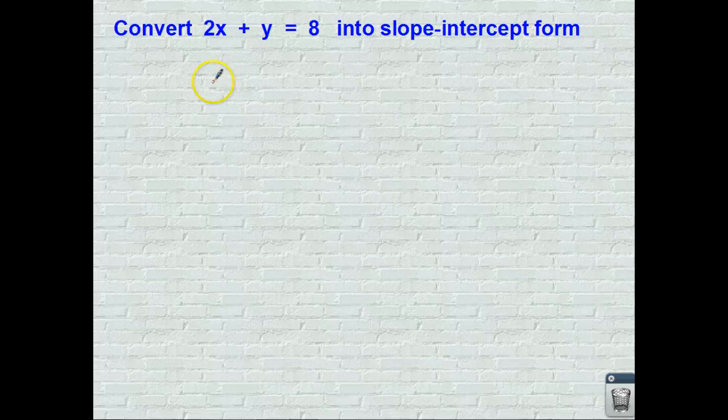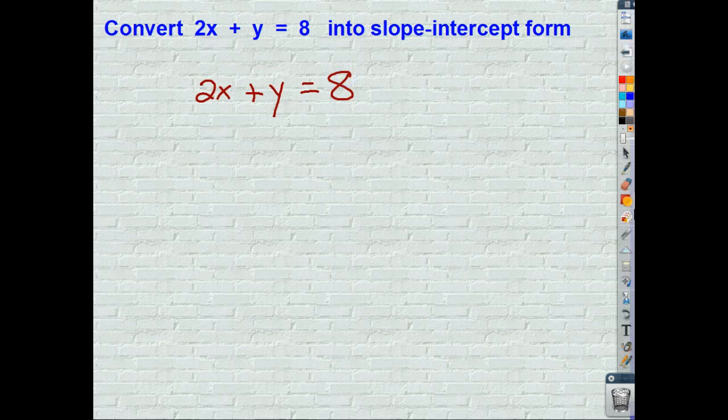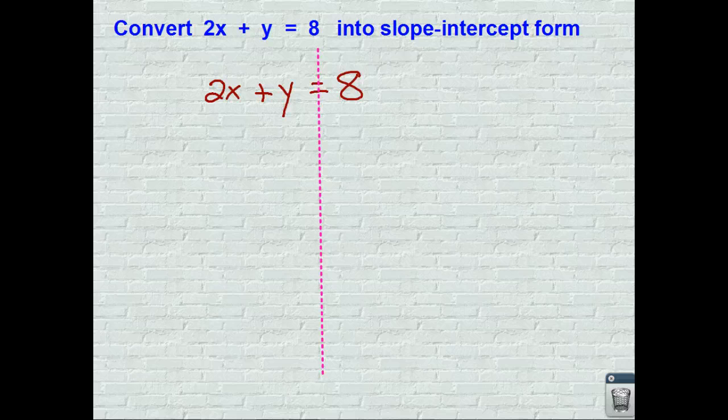Okay, we're back. We have 2x plus y equaling 8. Let's create 2 sides of the equation. Write down the equal sign here. Stabilize the y value on the left. Throw that term from the left to the right. It becomes the opposite sign, which is negative 2x, and the 8 did not change signs.